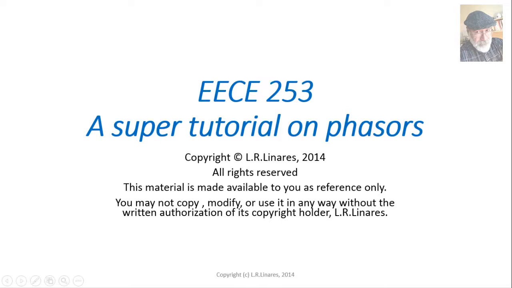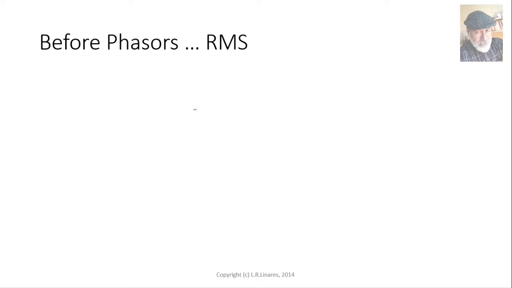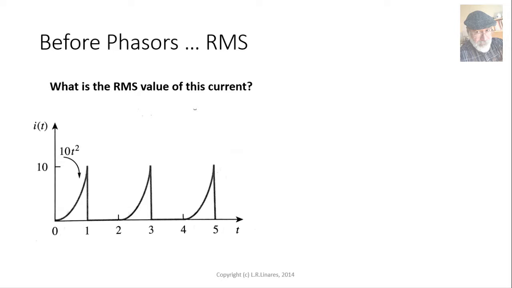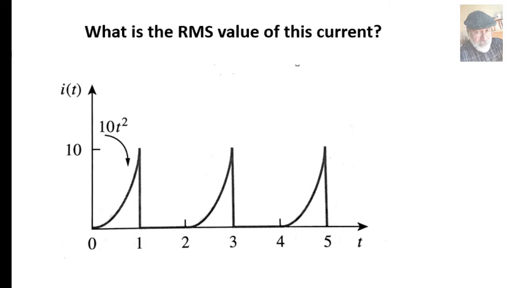A tutorial on phasors. We begin with the topic that comes before phasors: RMS, root mean square value, and effective value, with one question, this one. What is the RMS value of this current? It is a periodic current, with a period of 2 seconds.